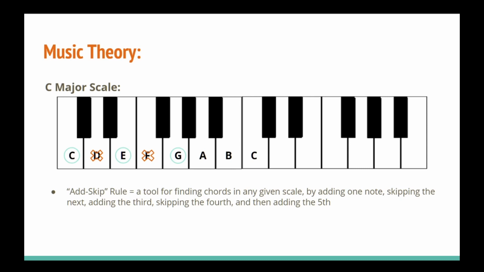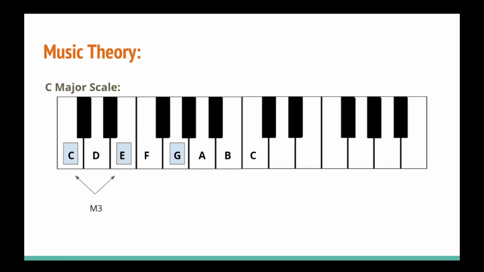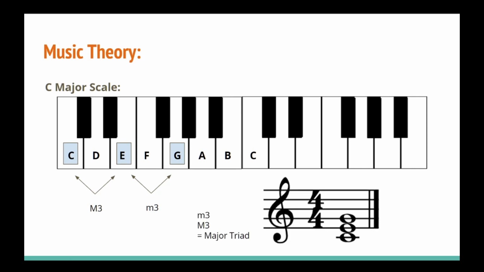We know it's a C major triad because the interval between the first two notes, C and E, is a major third, or 4 half steps, 1, 2, 3, 4. While the interval between the second two notes, E and G, is a minor third, or 3 half steps, 1, 2, 3. This combination of a major third on bottom and a minor third on top is what makes a major triad a major triad.